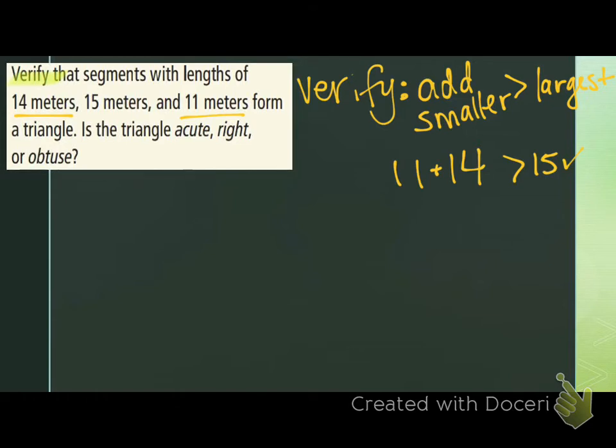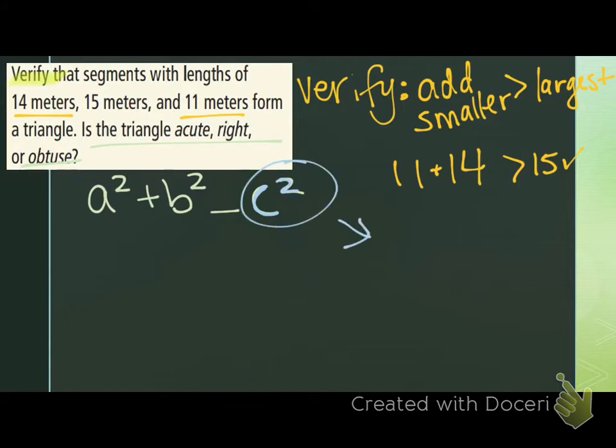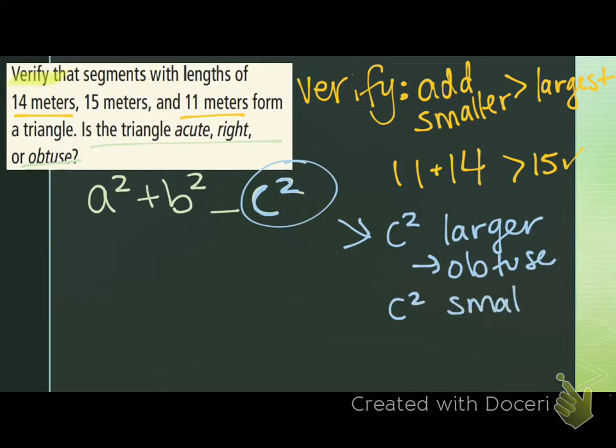So from here, we're going to decide, is it acute, right, or obtuse? What do we use to figure out what kind of triangle it is? The Pythagorean Theorem. A squared plus b squared, and we're going to compare it to c squared. So c squared is what we'll look at in the end. If c squared is larger, what kind of triangle will it be? Obtuse. And if c squared is smaller, it'll be acute. And what if they equal? It'll be a right triangle.